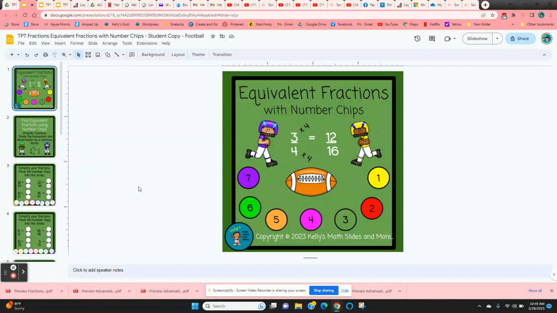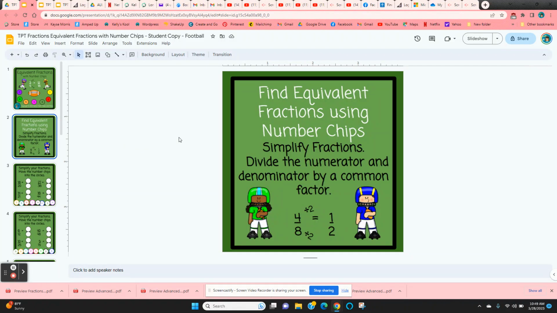Equivalent fractions using number chips. This one is football themed, and it starts on slide 2.